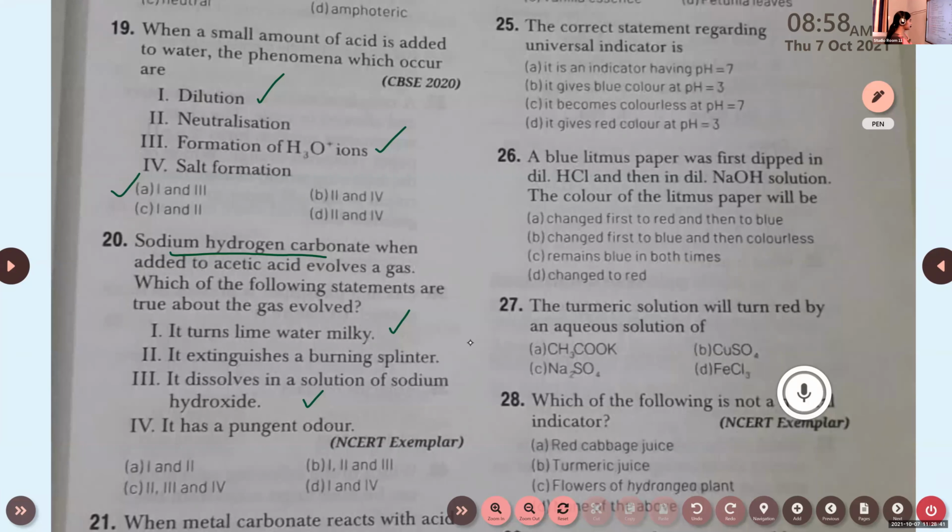So these are the 3 points. It turns lime water milky. It extinguishes a burning splinter. It dissolves in a solution of sodium hydroxide. Do you see this reaction? Sodium hydroxide? That's not in the textbook, but you can write the reaction: NaOH plus CO2. Okay. So which one is the correct option? A, B, C, or D? Yes, option B, 1, 2, and 3.